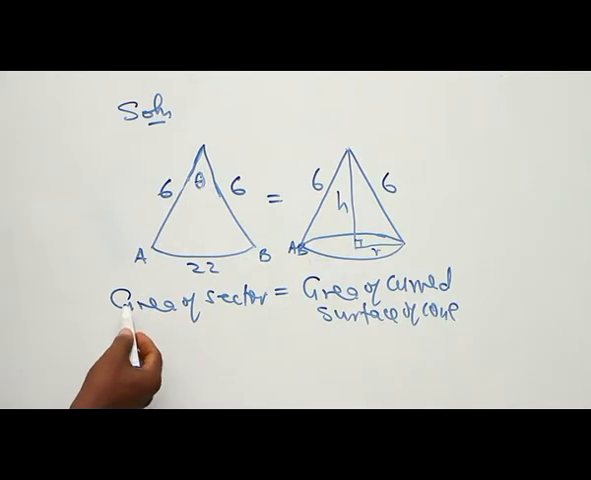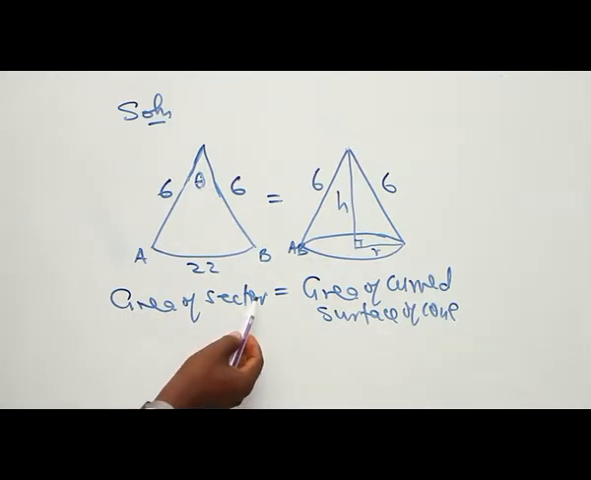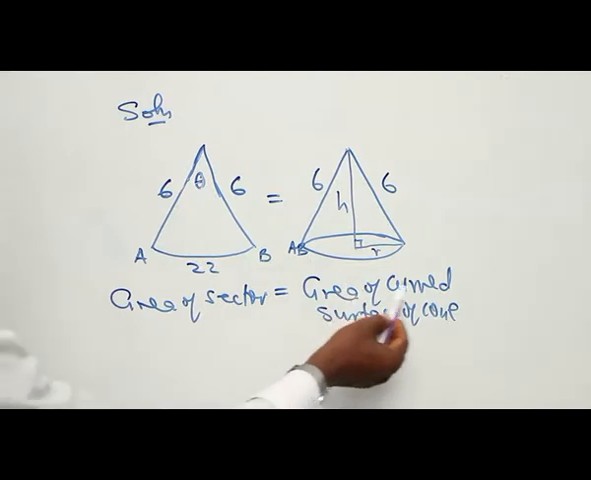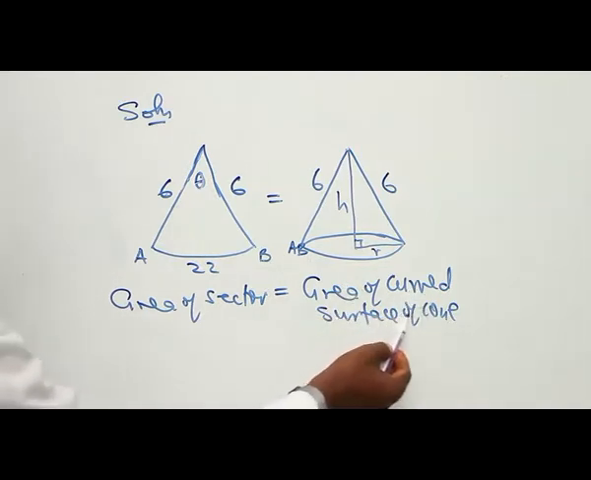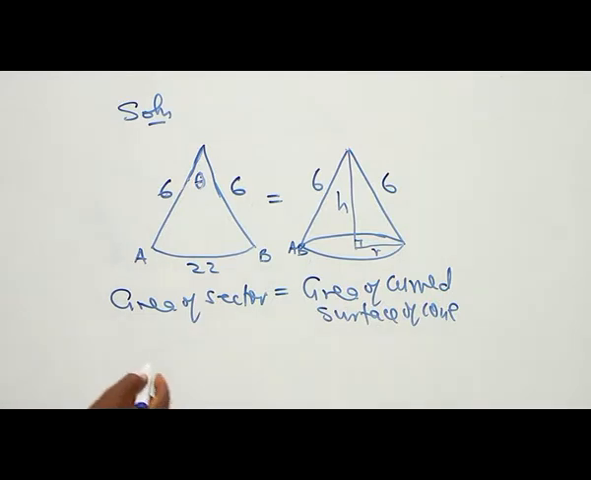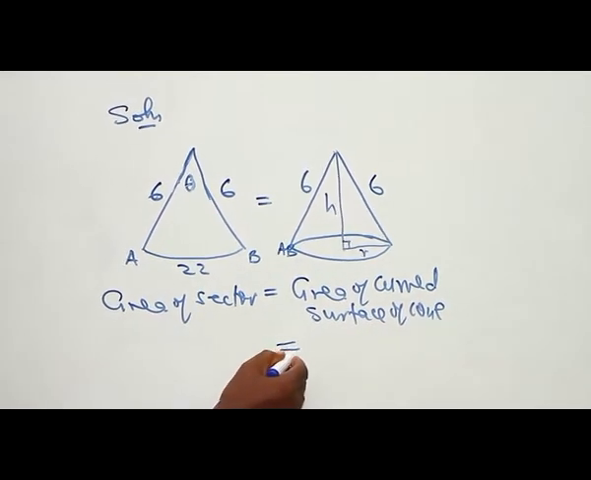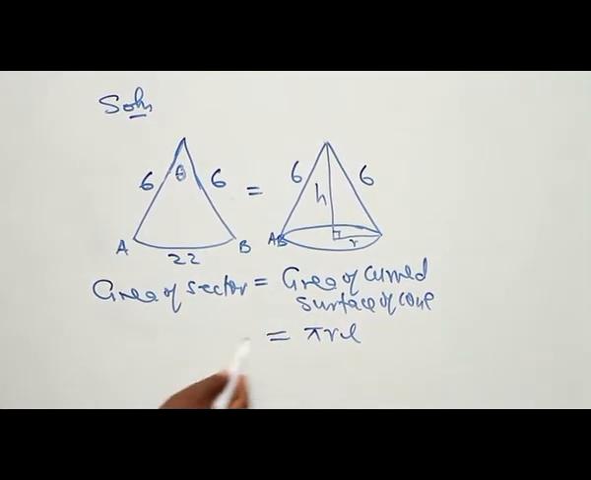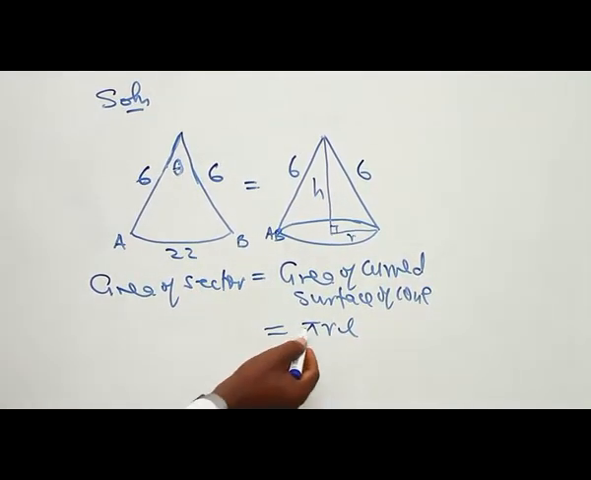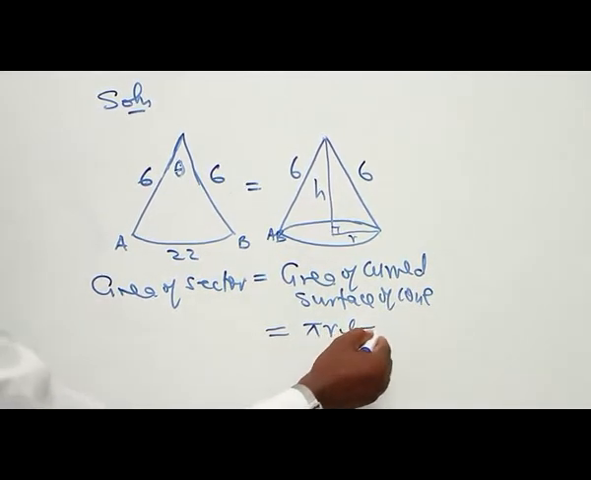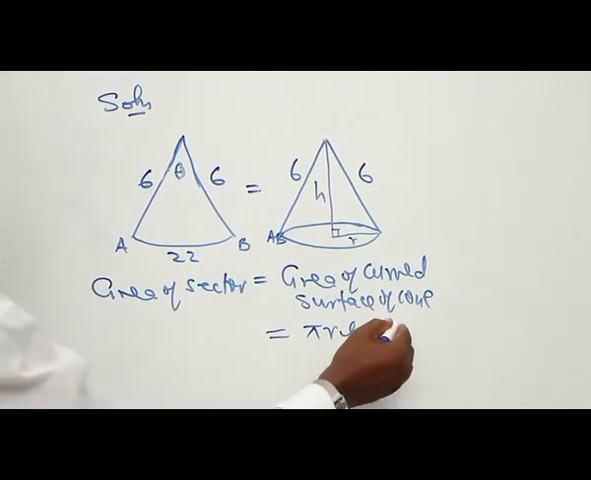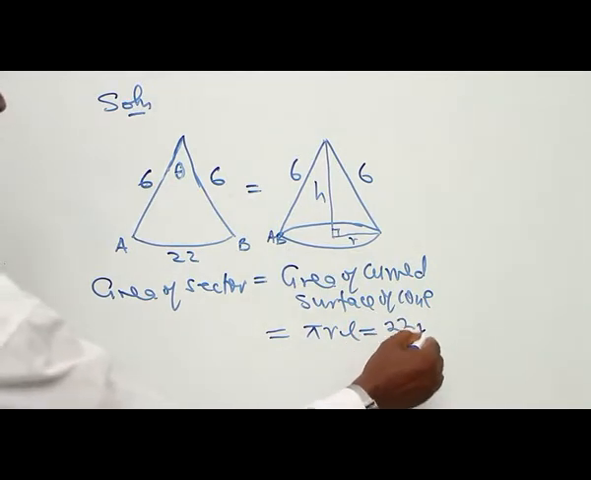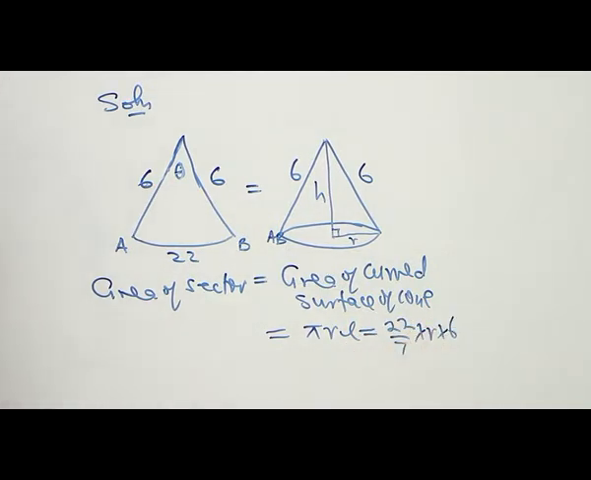Now we know that the area of the sector is equal to the area of the curved surface of the cone. Now how do I find the curved surface of a cone? The curved surface of a cone is calculated using the formula πrL. Already we know our L. We also know our theta. So this is equal to π, 22/7, times the radius times 6.